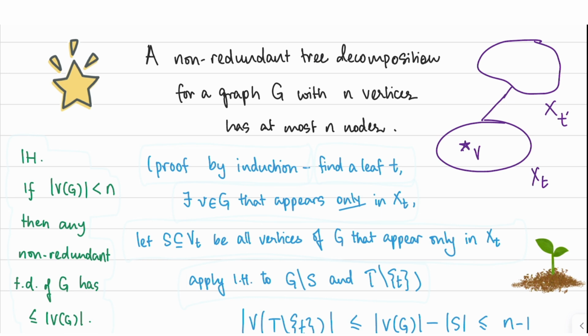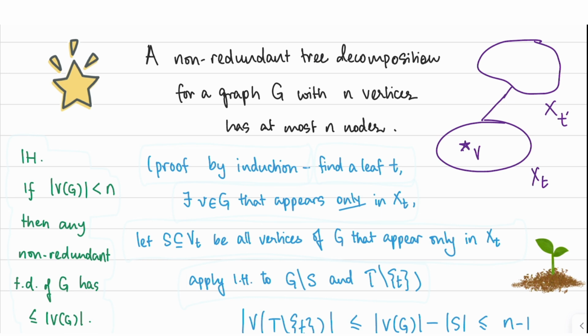Therefore, without loss of generality, whenever we are given a tree decomposition for a graph G, we can assume that the tree decomposition itself has at most n nodes, where n is the number of vertices of the graph G. So this means that our dynamic programming algorithm is going to at most have to work with n of these vertices, where it's storing information and updating solutions.